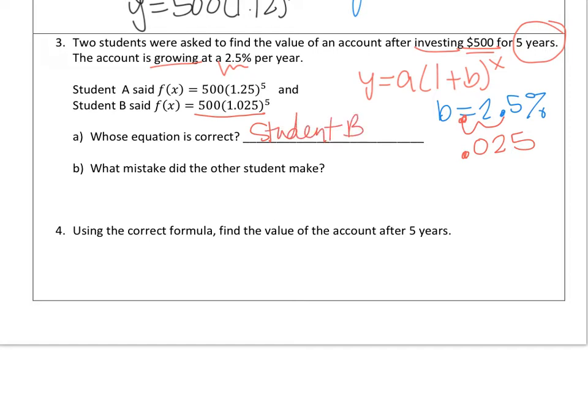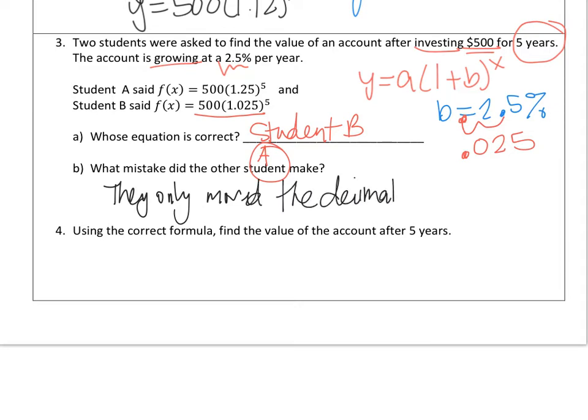Now, what mistake did student A make? Because student A is the one who made the mistake. Well, they incorrectly converted the percent to a decimal. They only moved the decimal place once, not twice.